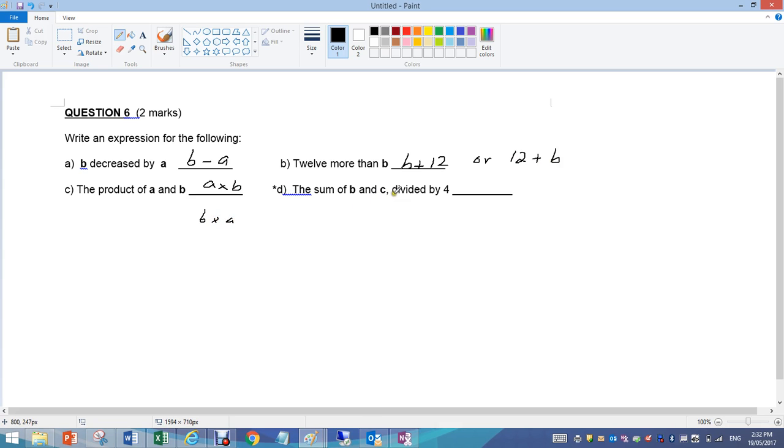The sum of B and C, comma, divided by 4. So first they want us to do the sum of B and C. And then after that's done, that's what the comma's saying, you then divide everything by 4. You could do this, B plus C, in brackets, divided by 4, is the same thing. One's using a fraction, one's using the divide sign.